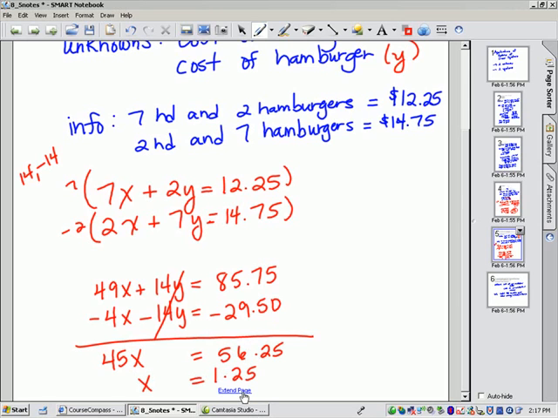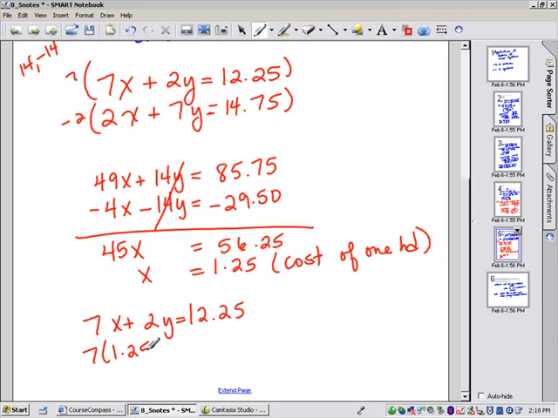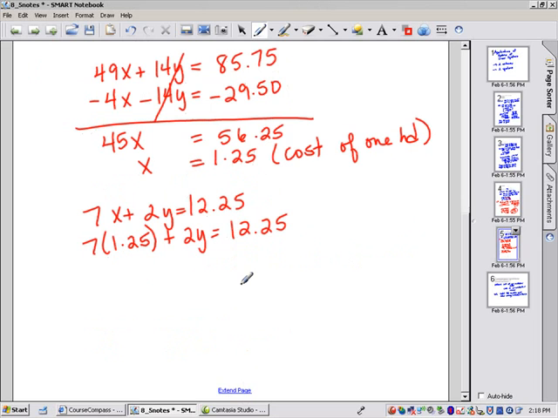So that tells us that the cost of one hot dog is $1.25. Now to find the cost of a hamburger, we have to plug that value of x back into one of the two equations. So if we use 7x plus 2y is equal to 12.25, we'd have to say 7 times 1.25 plus 2y is equal to 12.25. So 7 times 1.25 is 8.75 plus 2y is equal to 12.25.